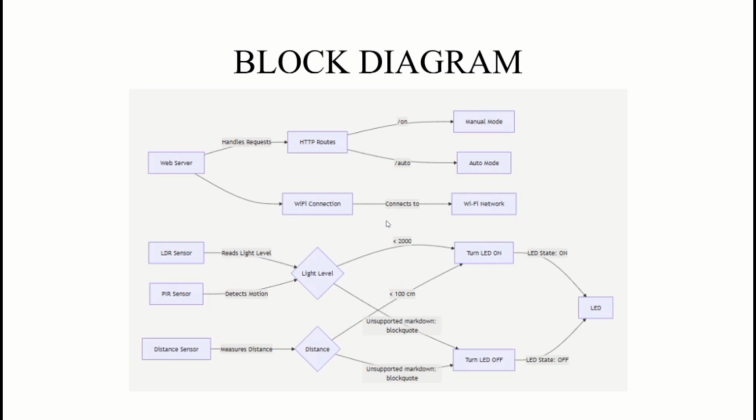Let's look at the sensors. We have used the LDR sensor, PIR sensor and distance sensor. The LDR sensor reads the light level. If it is dark, the system checks the next condition. The PIR sensor checks for motion. It looks for people moving nearby. And the distance sensor measures how close a person is. If someone is closer than 100 cm, it sends a signal.